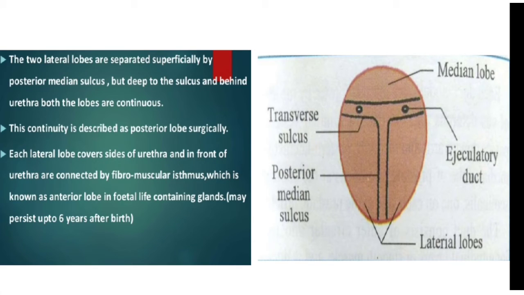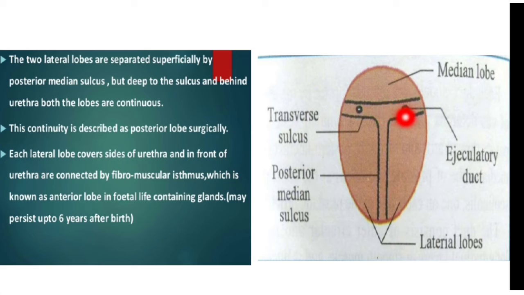The two lateral lobes are separated by the posterior median sulcus, but deep to the sulcus and behind the urethra both lobes are continuous. This continuity is described as the posterior lobe surgically. Each lateral lobe covers the side of the urethra and in front of the urethra they are connected by a fibromuscular isthmus, which is known as the anterior lobe in fetal life, containing glands.